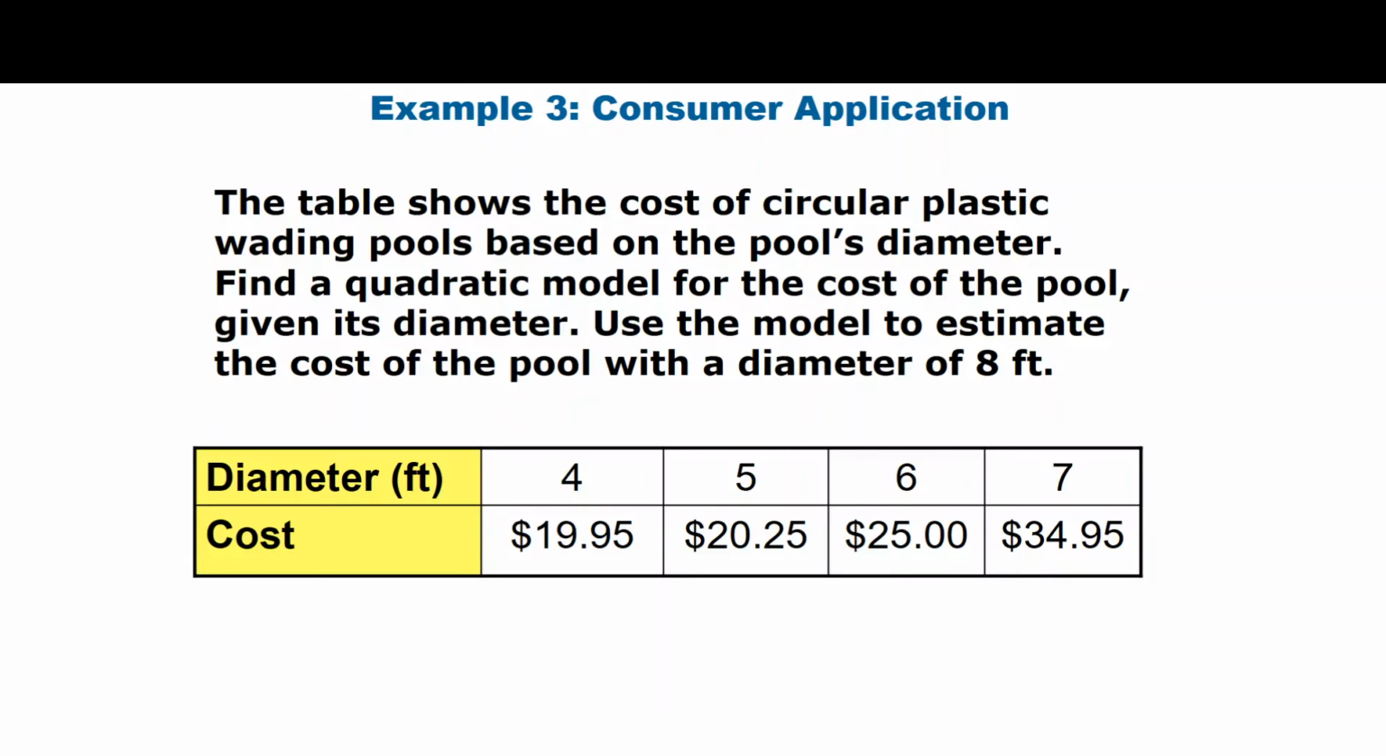It says the table shows the cost of circular plastic wading pools based on the pool's diameter. Find a quadratic model for the cost of the pool given its diameter. Use the model to estimate the cost of the pool with a diameter of 8 feet.